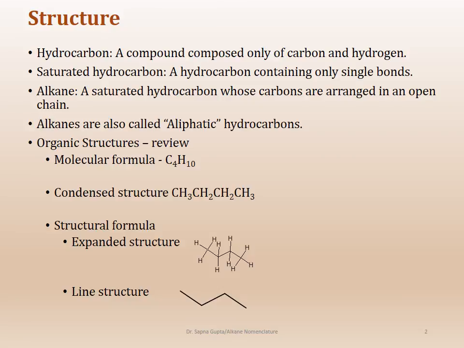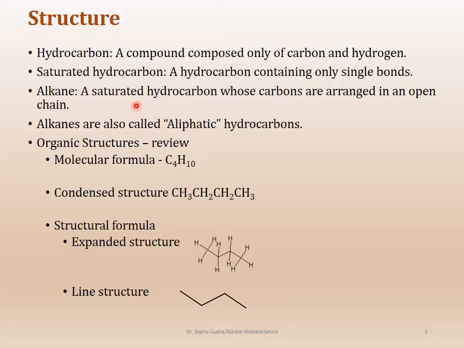So first, let's talk a little bit about the structure for alkanes. All alkanes are considered to be hydrocarbons because they're made up only of carbon and hydrogen. They're also called saturated hydrocarbons because they're only made up of single bonds. And because they're single bonds, you have to think about carbon as being sp3 hybridized. So all the properties that go with sp3 hybridization are what is followed by alkanes.